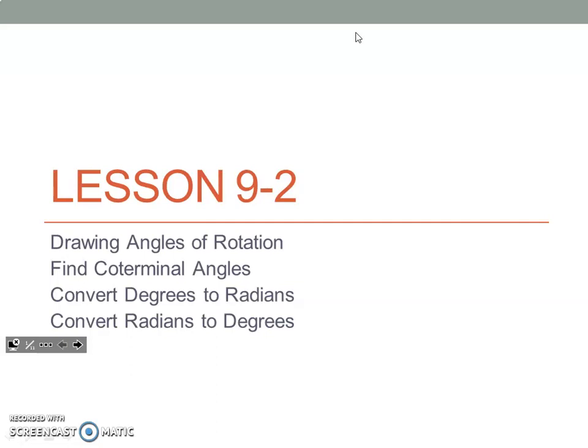We're going to start out talking about drawing these angles of rotation on a coordinate plane. And then we're also going to talk about finding coterminal angles. Then you guys are going to learn a new measure of rotation, which is called radians, and radians are going to be something that we use more in trigonometry. So starting out, we're just going to talk about drawing these angles of rotation.